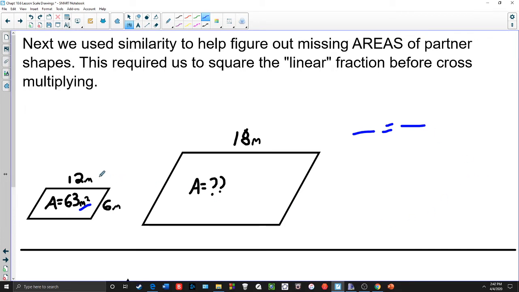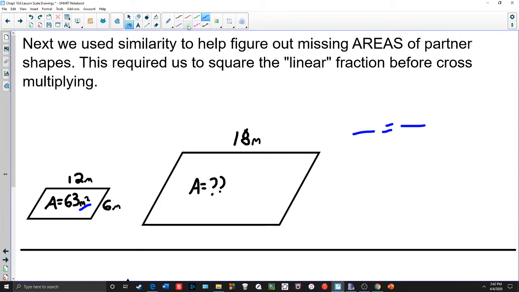So I have a few options here. I can use either 12 or 6. But here I only have the 18. So whatever I pick over here has to correspond with the 18. So for example, if I picked the 6, I'd be in trouble because 6 is kind of a slanted length right here, which means it corresponds to this one over here, which I don't know. So I can't use 6, otherwise I have too many variables.